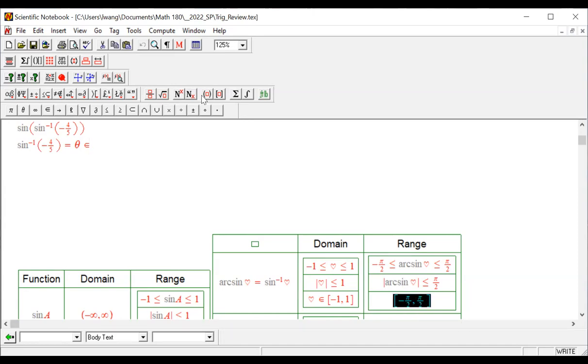So this is how you can use the property here. We don't know exactly what the angle is, but we know it is an angle that terminates in the 4th quadrant. So we can say theta terminates in quadrant 4.